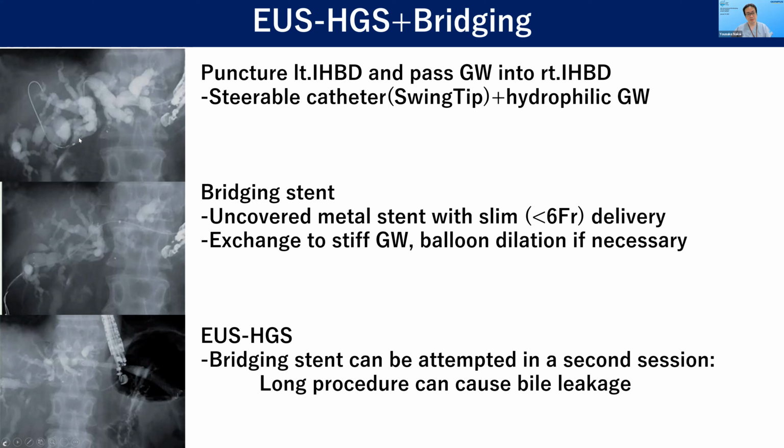And sometimes it's difficult to pass the guide wire or devices through the hilar structure because of this kind of angulation. And it may prolong the procedure time. But if it takes too long, there is a risk of bile leakage. So we can just perform EUS-HGS in the first session. And then in the next session, we can approach through the HGS stent to the right lobe and put the stent in the second session. So if it's too difficult to pass the guide wire, I would recommend just putting the HGS stent in the first session.